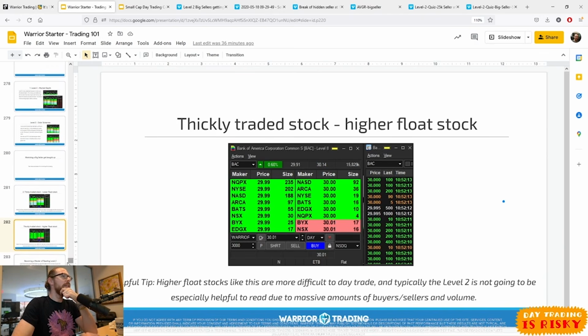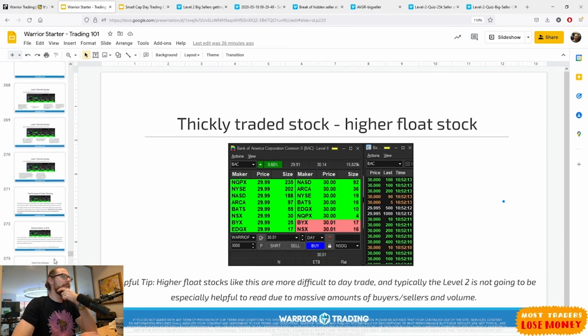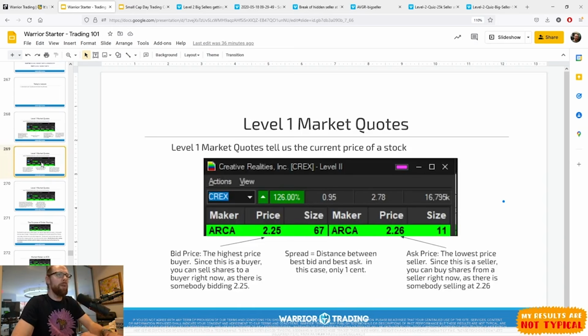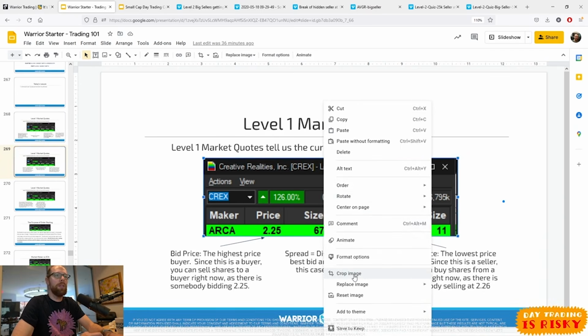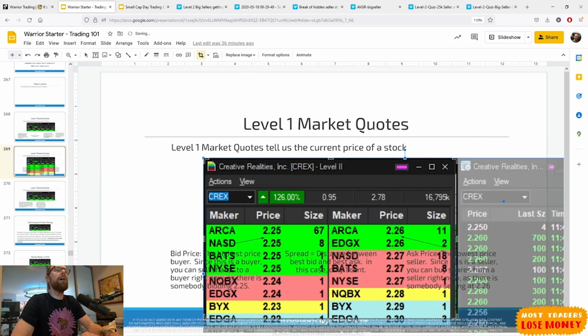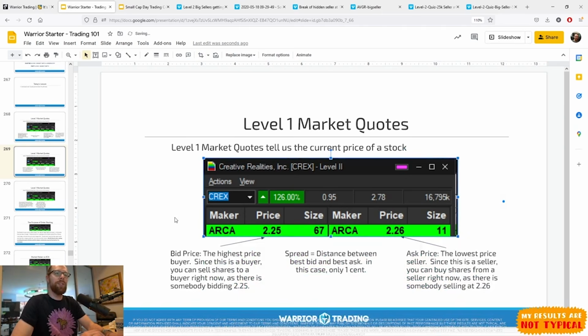So let's look here at level 2. But before we look at level 2, let's talk for a second about level 1. So let's back this out. This is a cropped image. So there's the whole thing. So this is level 2, right? But we're going to crop this down and just look at the first row, which is level 1. So what does level 1 tell us?